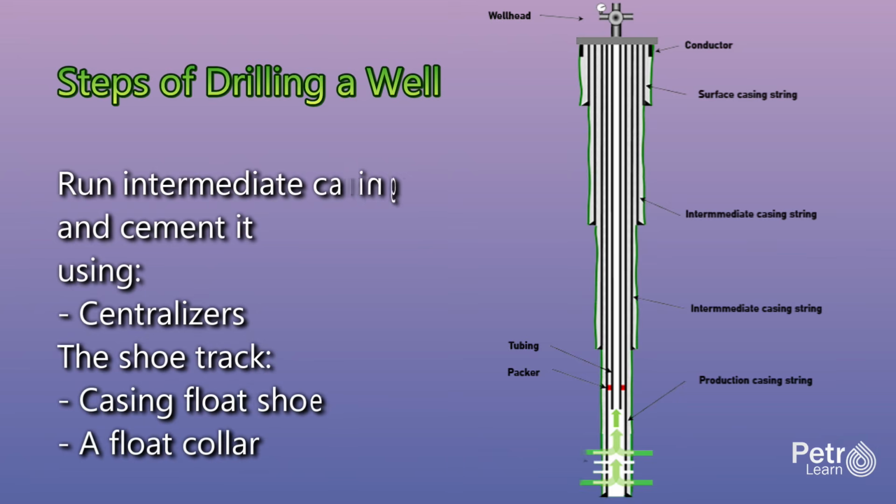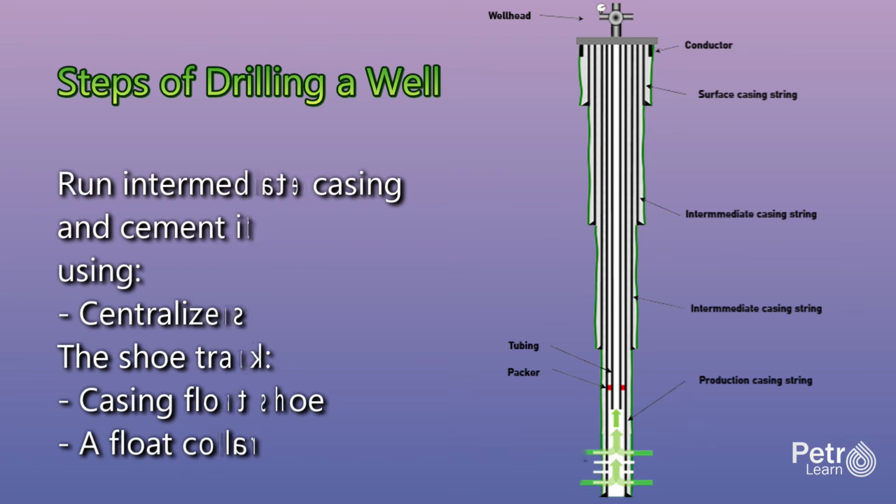The casing string may or may not be run with centralizers, which are spring-loaded devices that keep the casing centered in the hole. Centralizers ensure good cement distribution around the entire circumference of the casing. A casing float shoe is installed on the bottom of the casing string. This is a short section with a check valve that allows fluid to flow down but not up. Above it is a float collar, another check valve, 1 or 2 joints up from the bottom.